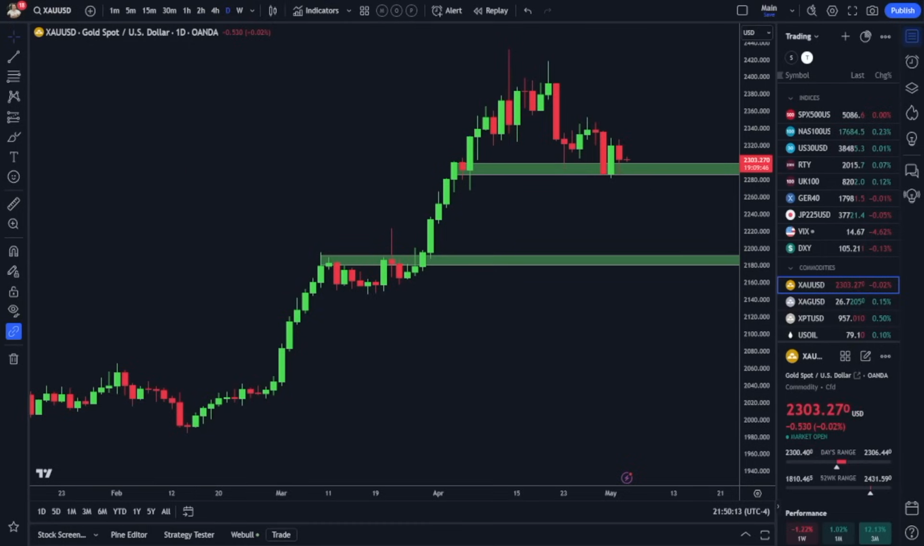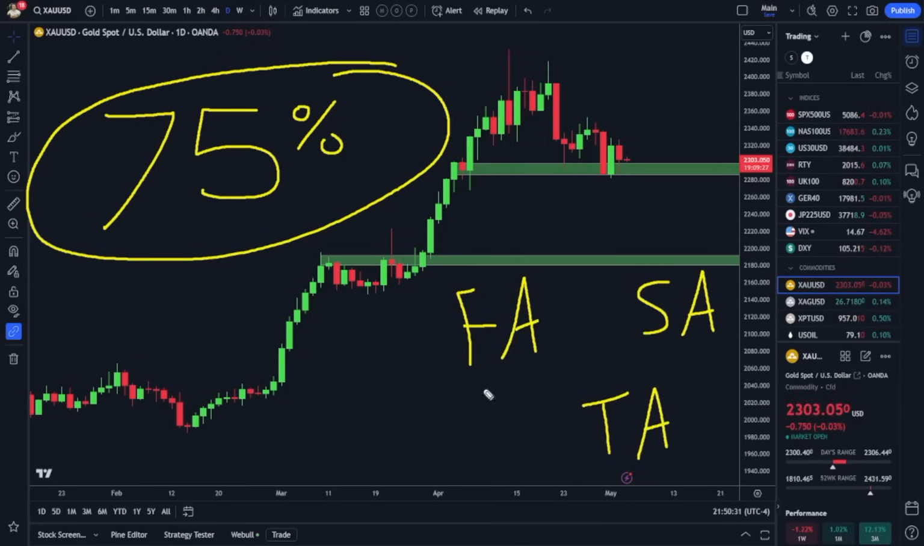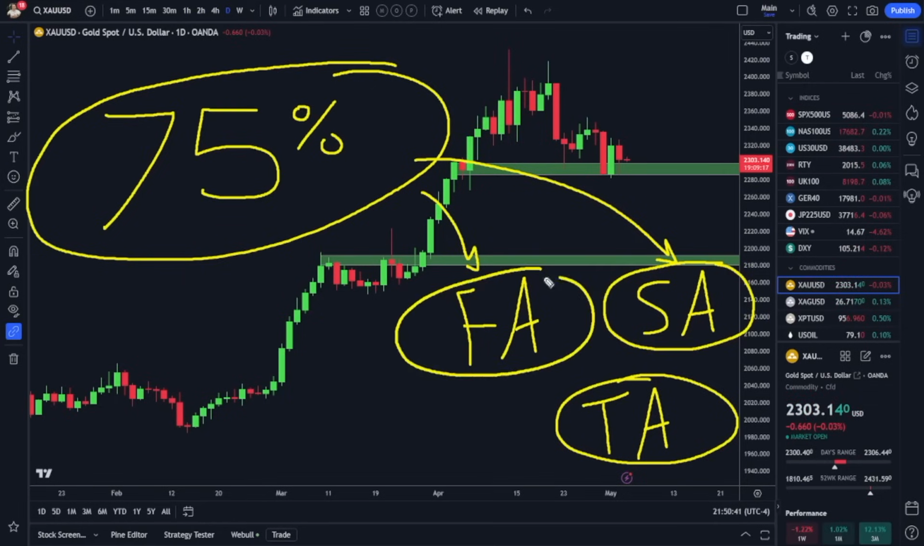With that out of the way, let me also make another disclaimer. 75% plus of my actual edge per se does not come from chart markups. My edge mostly comes from a combination of these three things: FA, SA, and TA. Okay. What do these stand for? Technical analysis is what we're talking about in this video, but most of what I do, the 75%, comes from sentiment analysis and fundamental analysis.